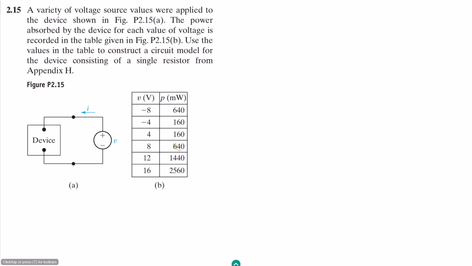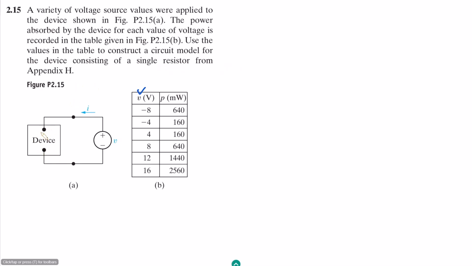The power absorbed by the device for each of the voltages is recorded in the table given in figure 2.15b. This is the table where the applied voltage is here and the power absorbed by this device is listed here as well. Use the values in the table to construct a circuit model for the device consisting of a single resistor from appendix H.